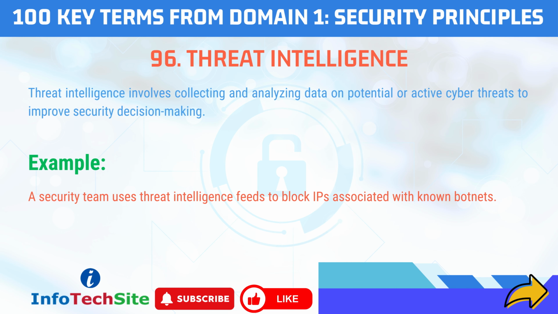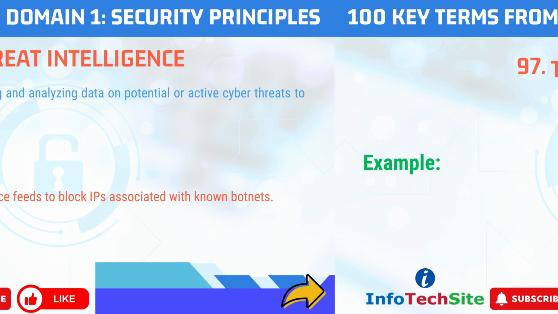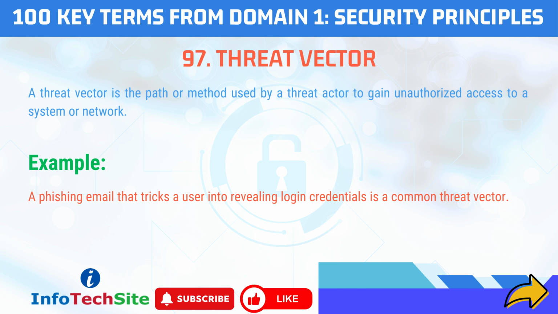96. Threat intelligence. Threat intelligence involves collecting and analyzing data on potential or active cyber threats to improve security decision-making. Here is an example. A security team uses threat intelligence feeds to block IPs associated with known botnets. 97. Threat vector. A threat vector is the path or method used by a threat actor to gain unauthorized access to a system or network. Here is an example. A phishing email that tricks a user into revealing login credentials is a common threat vector.